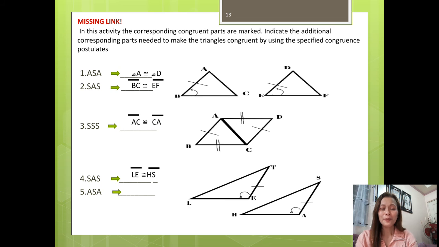For number 5, angle, side, angle. There is an identical mark between angle E and angle A, and that is one congruent angle. Also a congruent side. Therefore, the missing congruent part is an angle to complete ASA. So the answer is angle T is congruent to angle S. Okay?